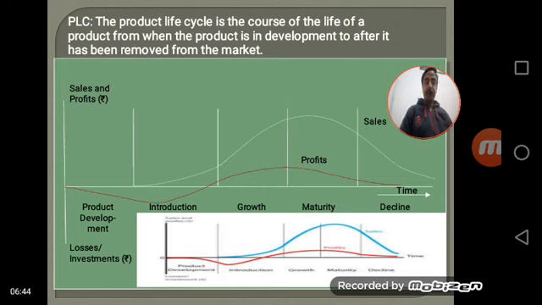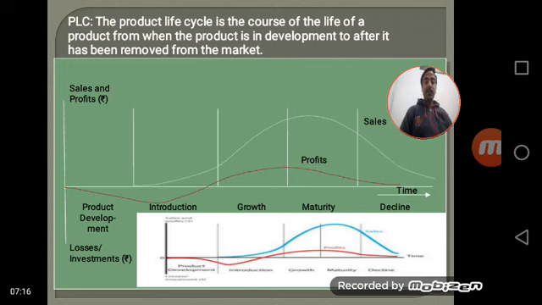Clear? In the introduction stage, there is a launch of the product, or they introduce the product in the market where consumers start buying your product. So from the second stage, you will see the sales line, that is the white one. It starts now, from the introduction stage. But you still see that the profit line, that is the red one, is still in loss.